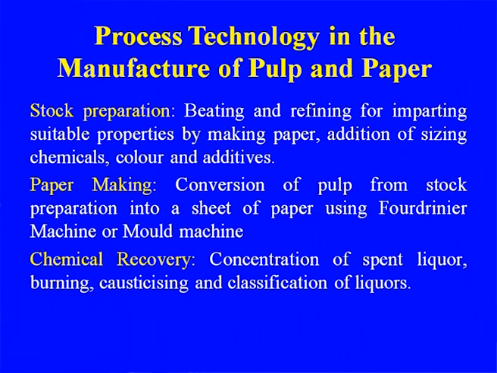Then another important section in pulp and paper making is the concentration of the spent liquor, burning, causticizing and classification, and the causticization of the liquor.